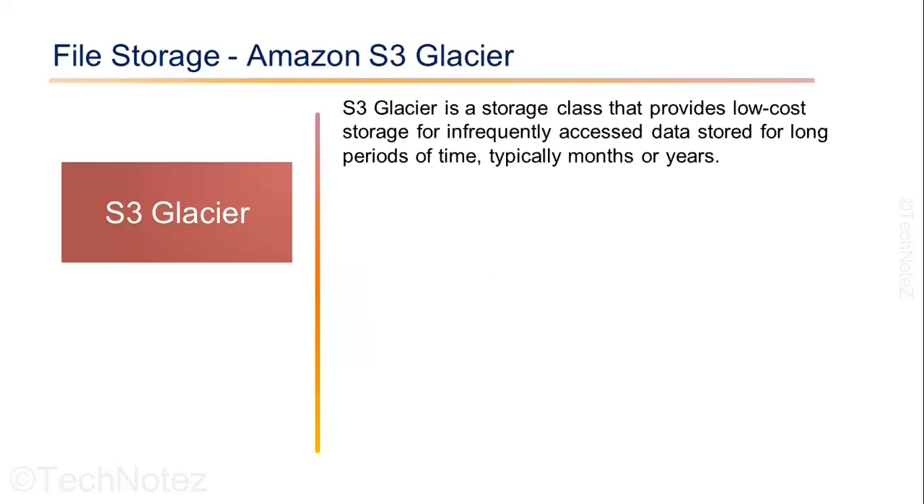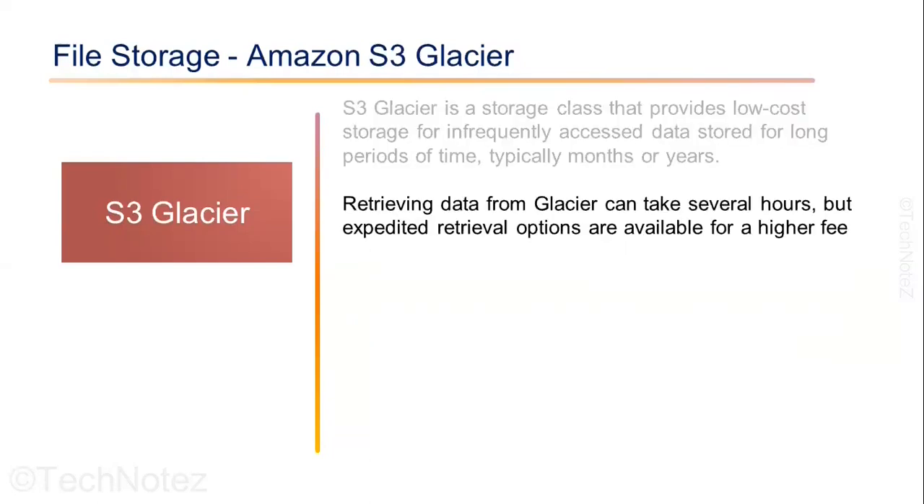Glacier is a storage class that provides low-cost storage for data that is infrequently accessed and stored for a long period of time, typically months or years. Retrieving data from Glacier can take several hours, but expedited retrieval options are available for higher fees. Glacier is suitable for data backup, archival, and compliance use cases.